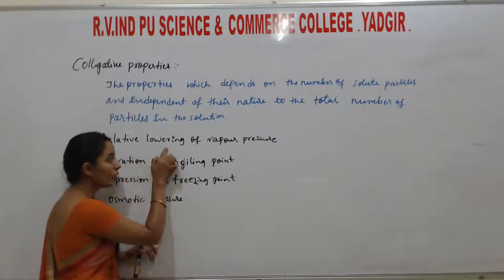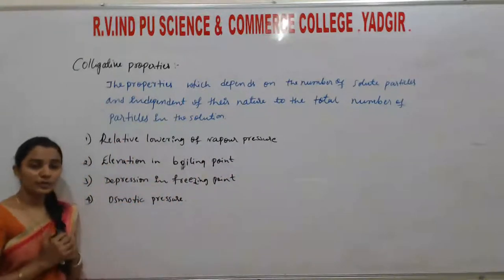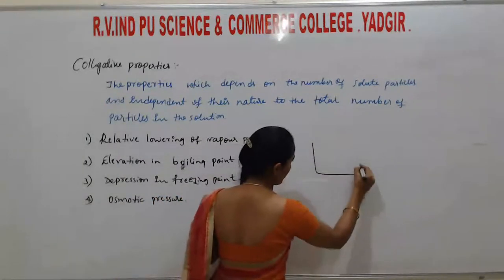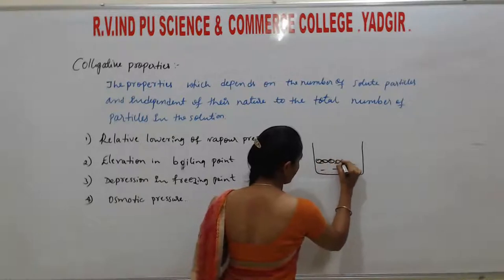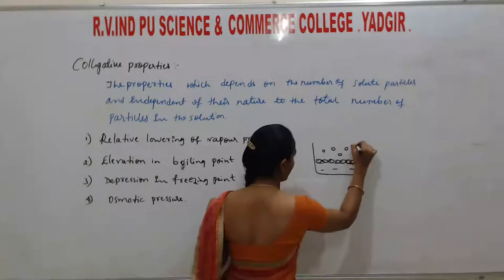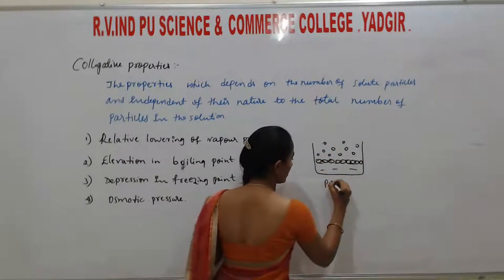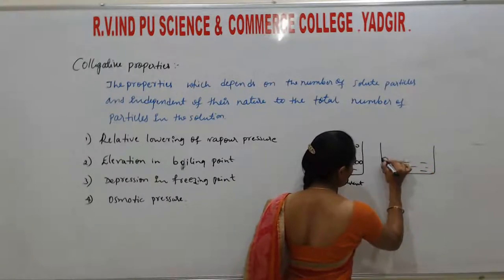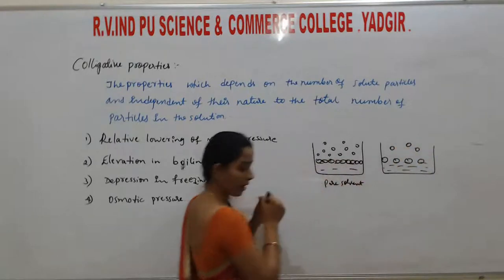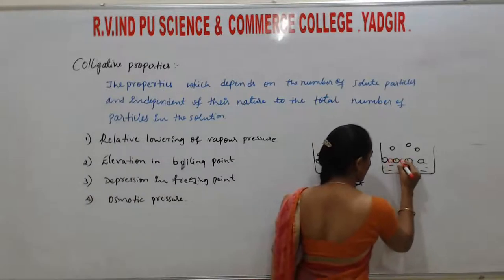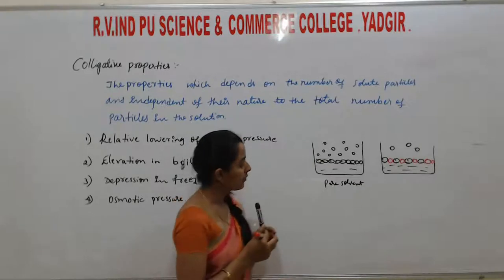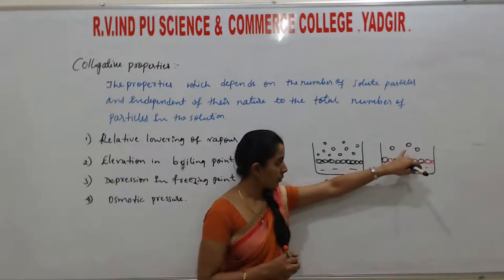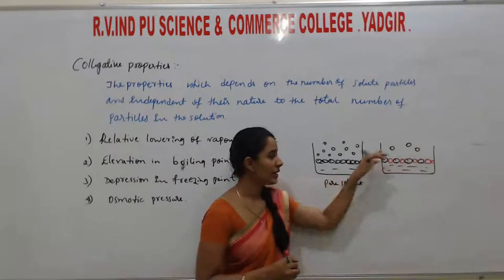For example, relative lowering of vapor pressure. The vapor pressure of a pure solvent, I assume, may be 100%. Okay, listen. As I told you, here two cases are there. Here solvent molecules are there, it is a pure solvent. Then the vapor pressure of this pure solvent is high. Next, assume this: the same solvent molecules are there, along with that, solutes are also present on the surface of the solution. If solute molecules are there along with the solvent, then what happens to the vapor pressure? It decreases, because the number of vapors evolved from this is very less compared to this pure solvent.